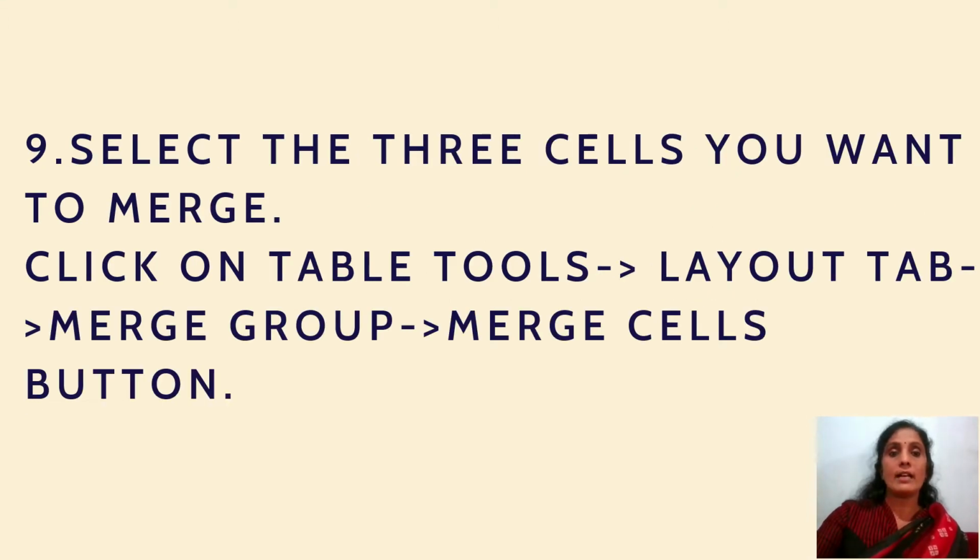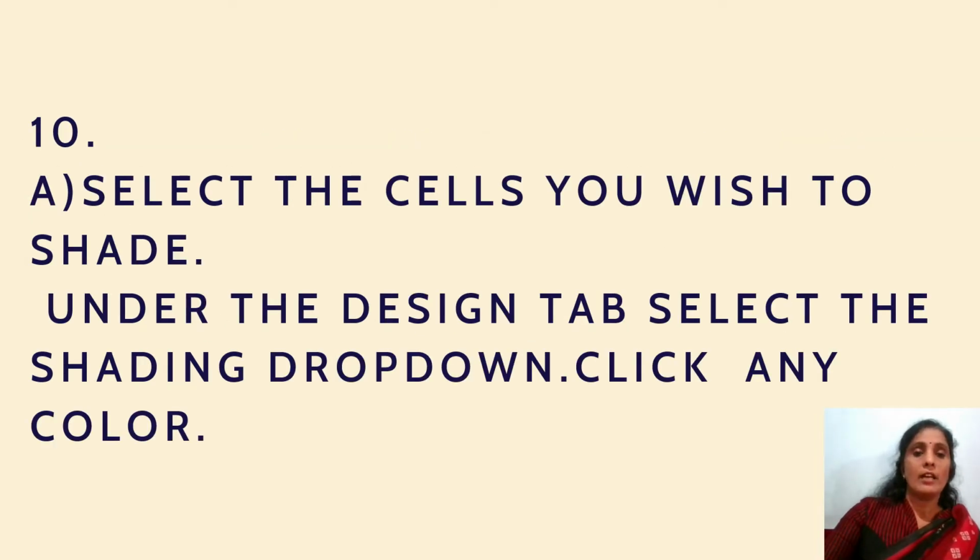Ninth question is write command sequence to merge three consecutive cells. For that, first step, select the three cells you want to merge. Second one, click on table tools, from the layout tab, merge group, merge cells button. Click on merge cells button. Then you can join that three cells. 10th question is write the command sequence to shade selected cells. Step 1, select the cells you wish to shade. Under the design tab, select the shading drop down menu. Click on any color.